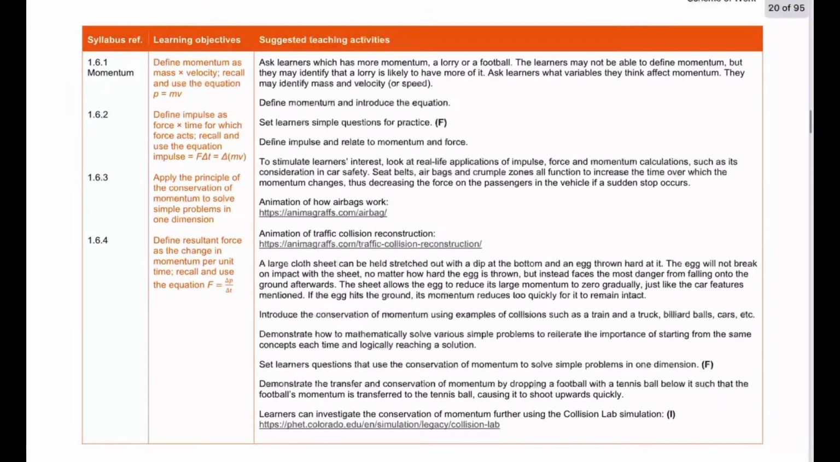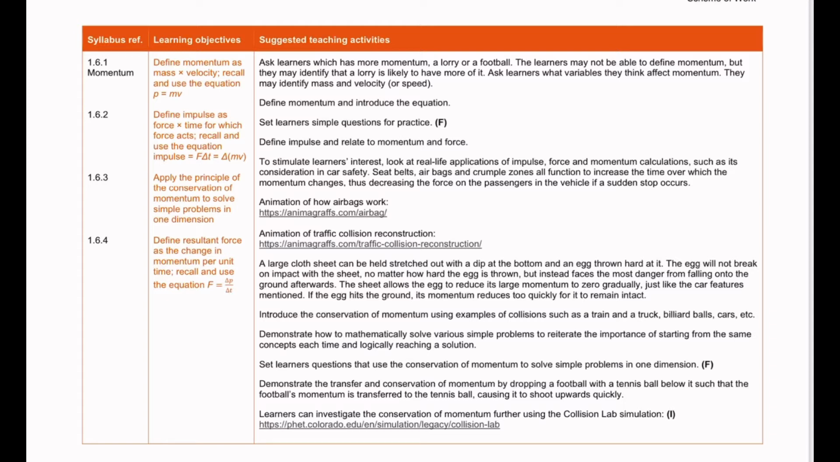Key concept 1.6.1 Momentum. Learning objectives. Define momentum as mass times velocity. Recall and use the equation p equals mv. Define impulse as force times the time for which the force acts. Recall and use the equation impulse equals F delta t equals delta (mv). Apply the principle of the conservation of momentum to solve simple problems in one dimension.